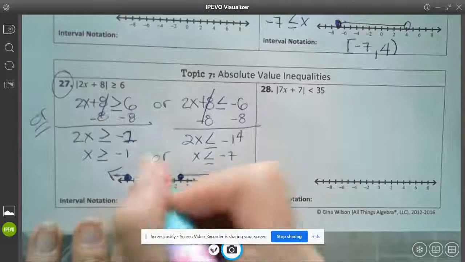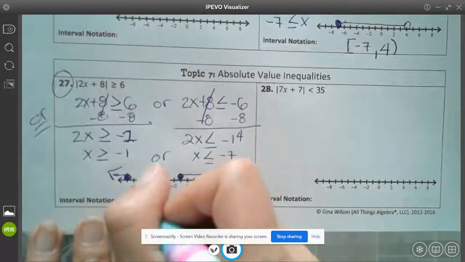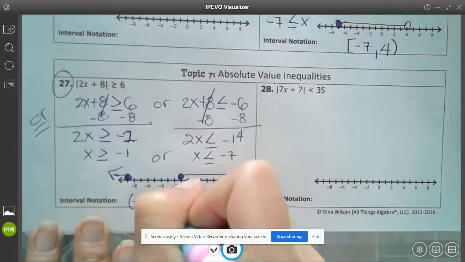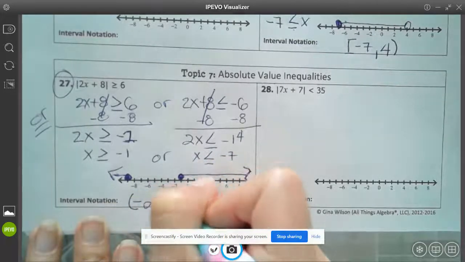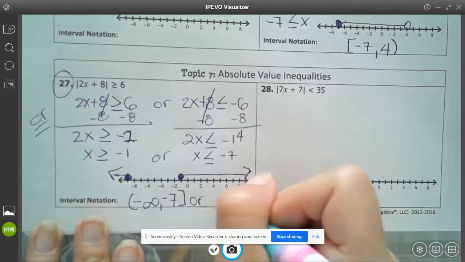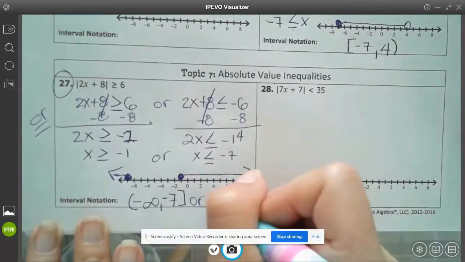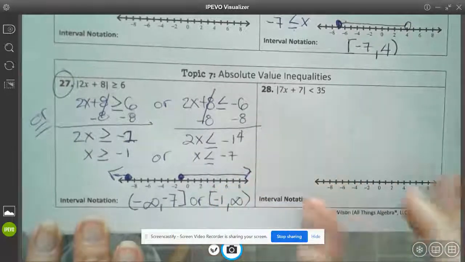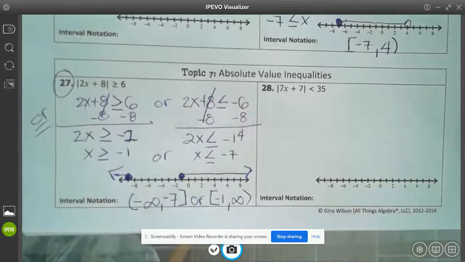And our interval notation here is going to be negative infinity to negative 7 with a bracket, or we open it at negative 1 with a bracket to infinity. And that's it. I hope this helps, guys.